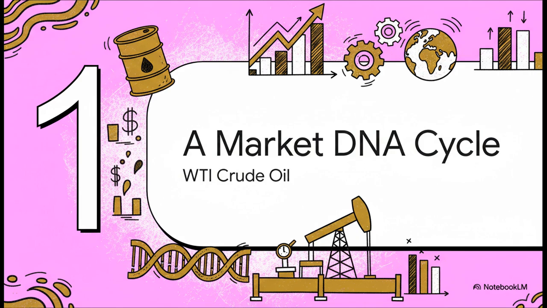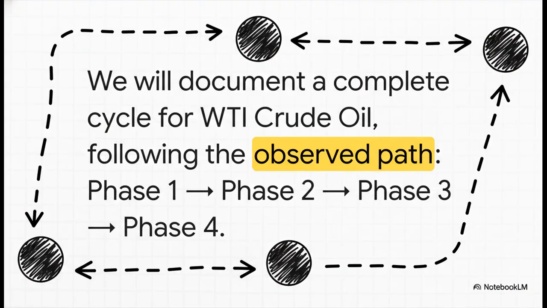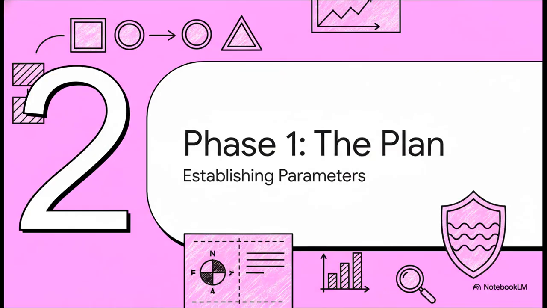Like I mentioned, the asset we're documenting today is WTI Crude Oil. We're going to break down one entire cycle, piece by piece. Now, this is a really important point, the sequence. The path this specific cycle took was perfectly chronological. It went from phase 1 to phase 2, then on to 3, and finished at phase 4. So we're just going to follow that exact path as it happened. So let's start at the beginning with phase 1.